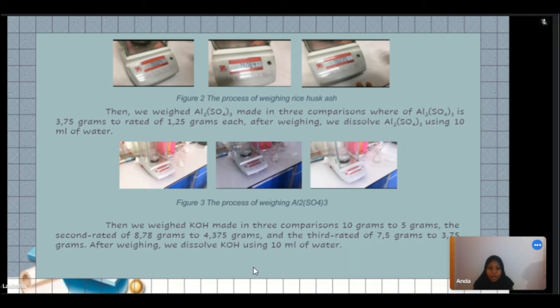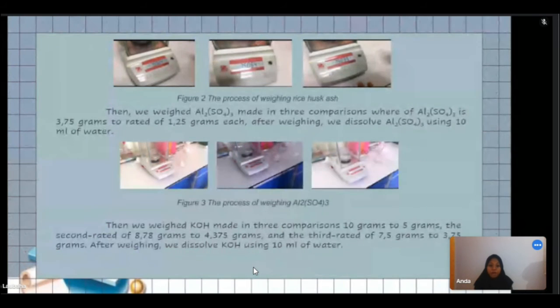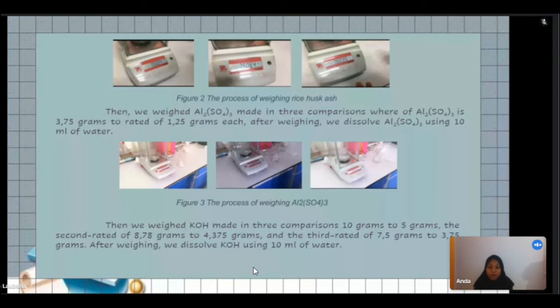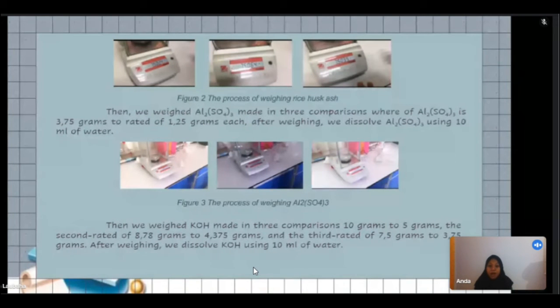Then we weigh KOH made in 3 compressions, 10 grams to 5 grams. The second is 8.78 grams to 4.375 grams, and then the third is 7.5 grams to 3.75 grams. After weighing, we dissolve KOH using 10 ml of water.